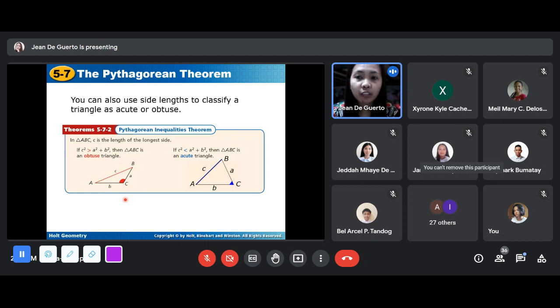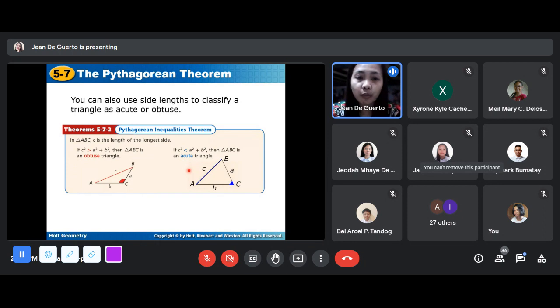So, kung sa Pythagorean theorem, or converse of the Pythagorean theorem, if c squared is equal to a squared plus b squared, then your triangle ABC is a right triangle by the converse of the Pythagorean theorem. Kaya yung C natin is a right triangle. But if c squared is greater than a squared plus b squared, then triangle ABC is an obtuse triangle kasi mag-i-increase yung measurement ng angle C. So from 90 degrees, magiging more than 90 degrees na siya.